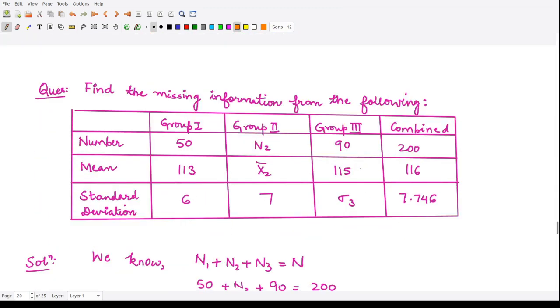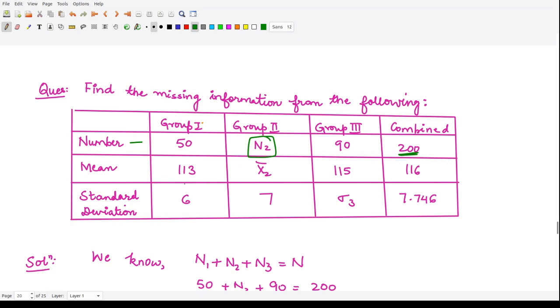So we can solve one question related to this. The question here is, we are to calculate the missing information from the following. We are given group 1, group 2, group 3, and the combined information for each of these groups is also listed. So we are given the number of persons, or the number of data points, that is available to us. So in the first group we have 50, in the second group N2 is not known to us, and for group 3 it is 90, and in total we are given 200, right?